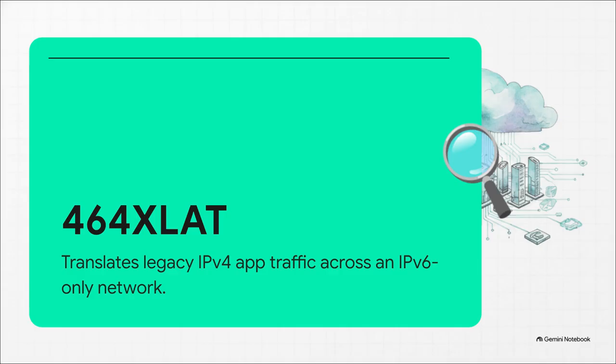Now here is the real star of the transition, 464XLAT. Because, let's face it, we still have thousands of legacy apps that stubbornly hard-code IPv4 addresses. 464XLAT is an incredibly elegant translation framework to solve this. It uses a CLAT on the client side to translate the app's IPv4 traffic into IPv6. That traffic seamlessly traverses your pure IPv6 network, hits a PLAT, which is a provider-side NAT64 gateway, and gets translated right back to IPv4 for the legacy internet. The apps, they are completely blind to the fact that the underlying network is actually IPv6. It's fantastic because it entirely eliminates carrier-grade NAT, drastically reduces network complexity, and keeps everything fully backward compatible.